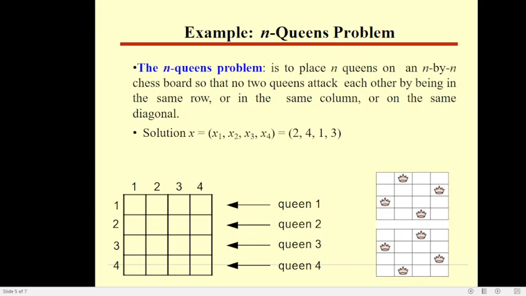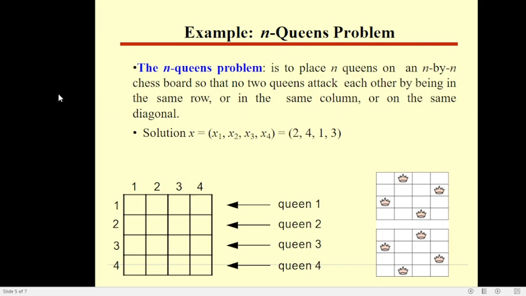Now let's see an example problem, that is N-Queen's problem, for backtracking technique. What is N-Queen's problem? It is a problem of placing n number of queens on an n by n chessboard so that no two queens attack each other by being in the same row or in the same column or on the same diagonal.